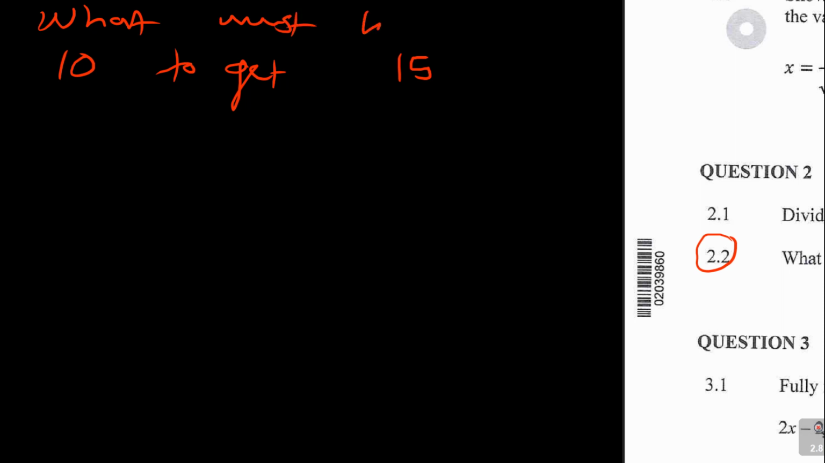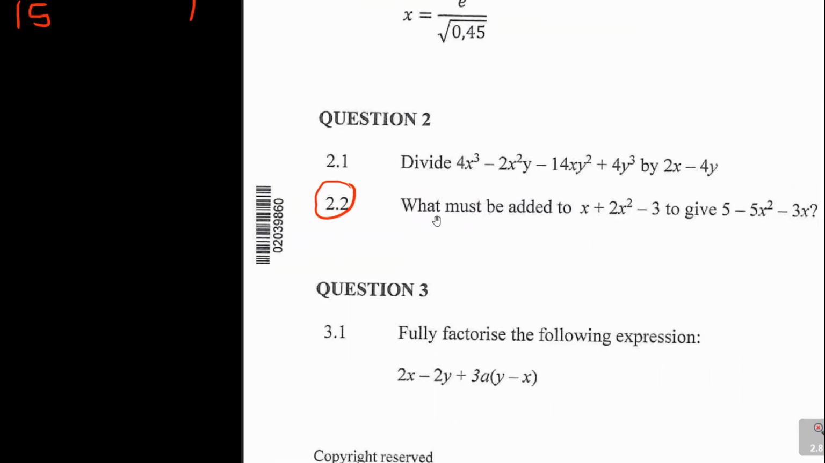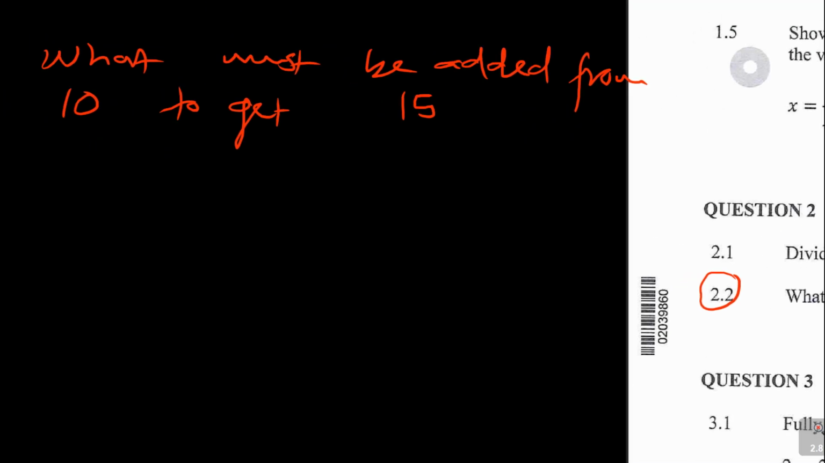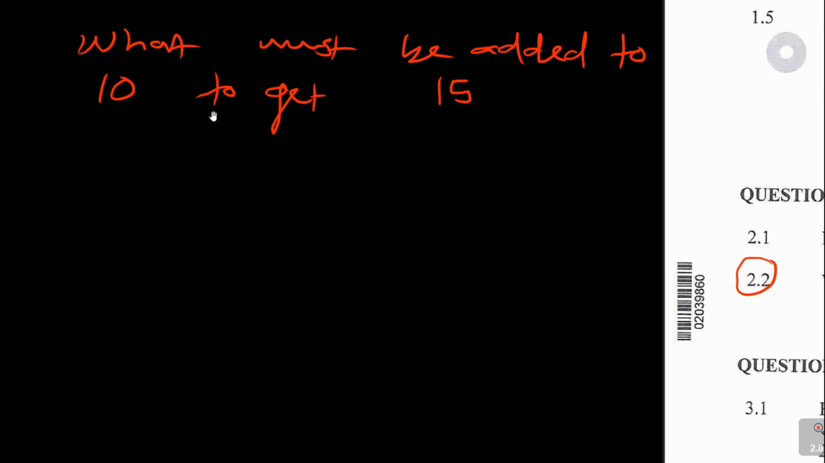Let me ask you. If I say what must be added from 10 to get 15, what are you going to say? What must be added from 10 to get 15? We're maintaining the statement, what must be added to what? What must be added to 10 to get 15? So what are you going to say? You know the answer. What must be added? You are going to say 5.